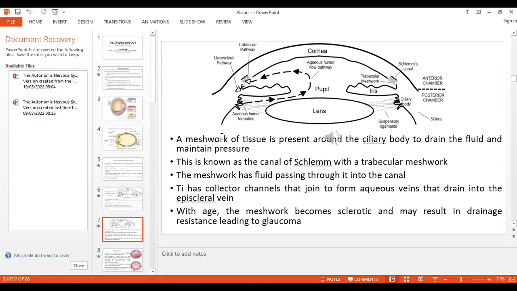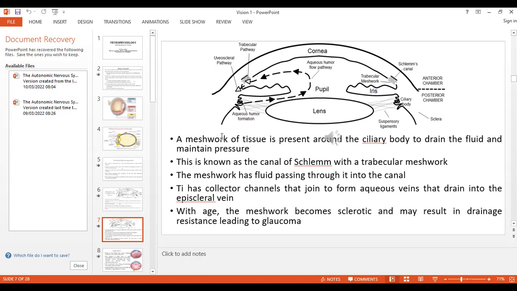Okay, so this is known as the canal of Schlemm, with the trabecular meshwork. The meshwork has the fluid passing through it into the canal. The canal has collector channels that join to form aqueous veins that drain into the episcleral vein. Episcleral vein, meaning it has to do with the sclera.